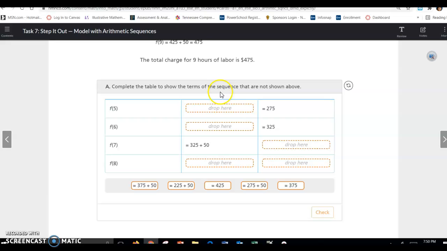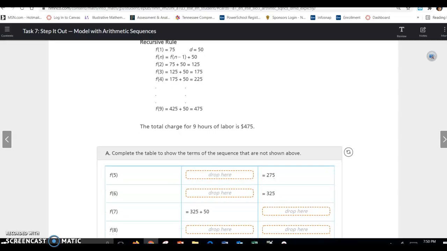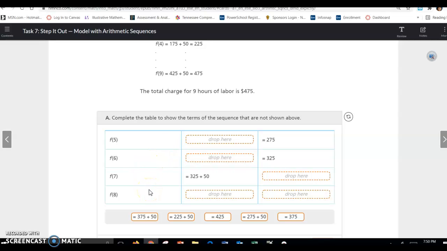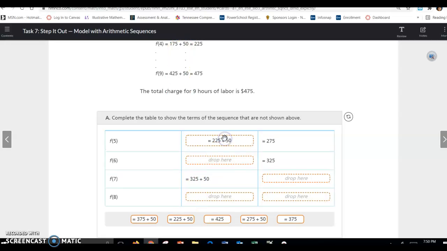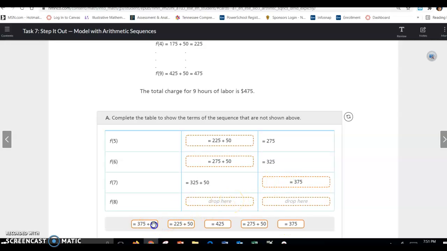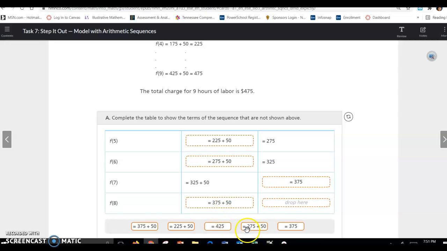Complete the table to show the terms of the sequence that are shown above. All right, so F of 5 would be the fourth term, so 225 plus 50 equals 275. And then 275 plus 50 equals 325. 325 plus 50 is 375. And then 375 plus 50 gives you 425.